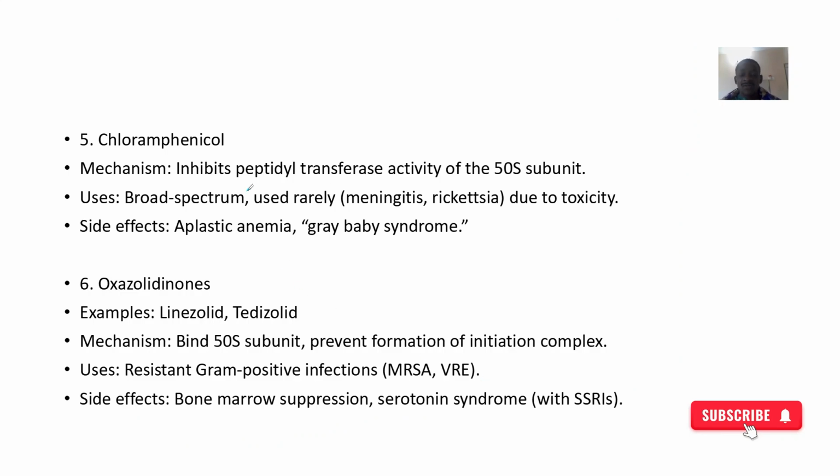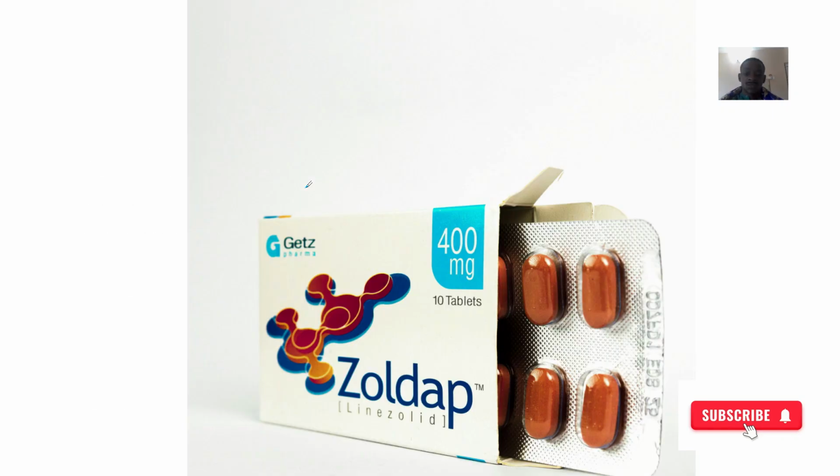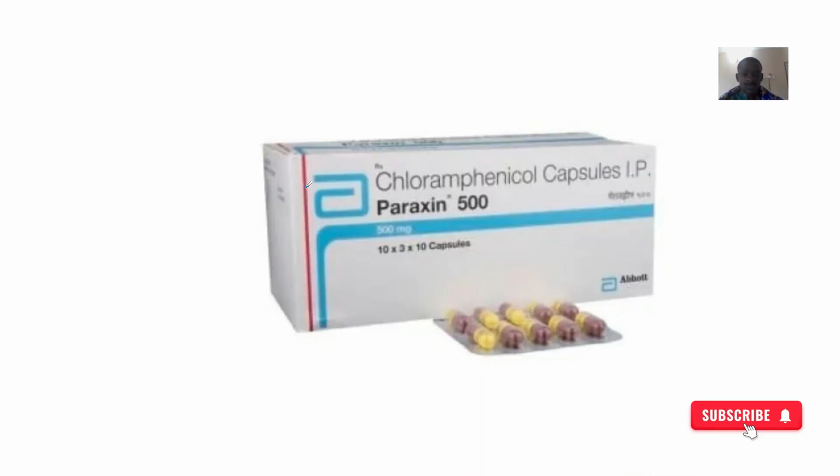How about chloramphenicol? It inhibits the peptidyl transferase activity of the 50S subunit. Then we have the oxazolidinones. Drugs like linezolid and tedizolid bind to the 50S subunit and prevent formation of the initiation complex. Alright, so that's what we got for this.